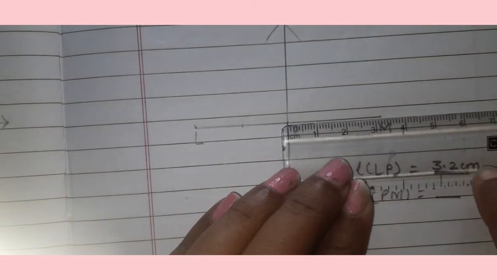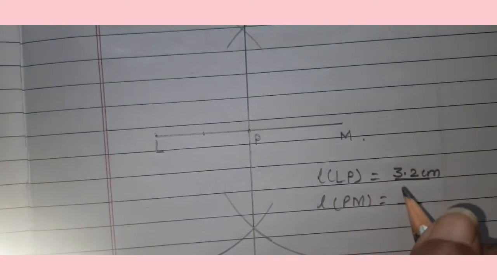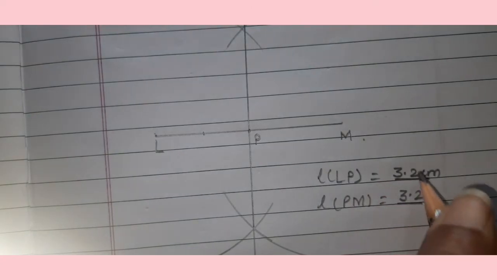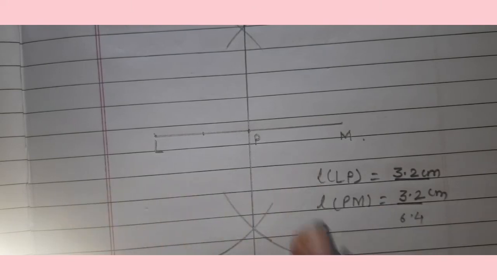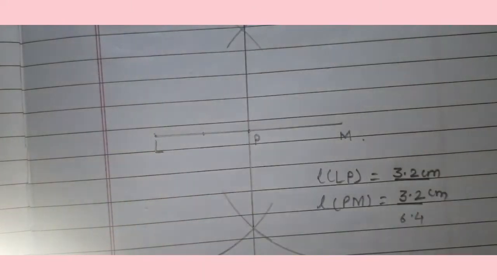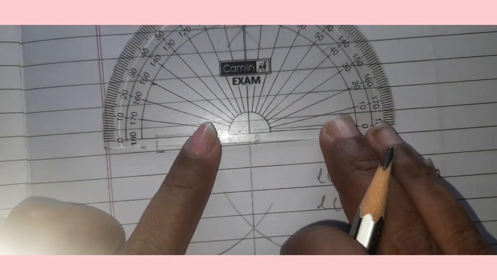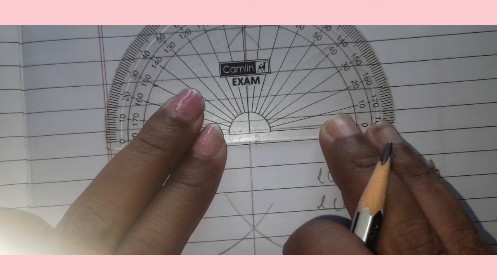We'll just cross check. Yes, it is 3.2 centimeter. When I add this, I get 6.4, which means this is dividing the line segment into two equal parts, which means it is the bisector of line segment LM. Now we have to check whether it is perpendicular or not. So for that, what do I have to do? I have to measure it with the help of my protractor.